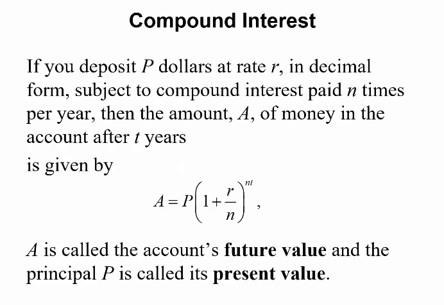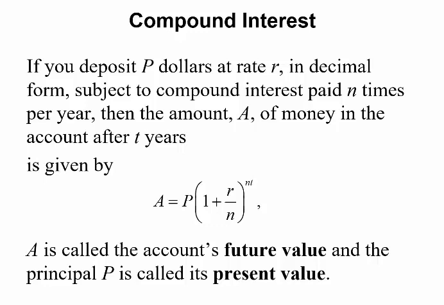Okay, so let's change it around a little bit. Let's talk about when things are compounded more than just annually or yearly. If you deposit P dollars at a rate R, in decimal form, subject to compound interest paid N times per year. Usually banks deposit interest into your account at the end of every month, so let's say it's compounded monthly, or 12 times per year. Then the amount A of money in the account after T years is given by the following.